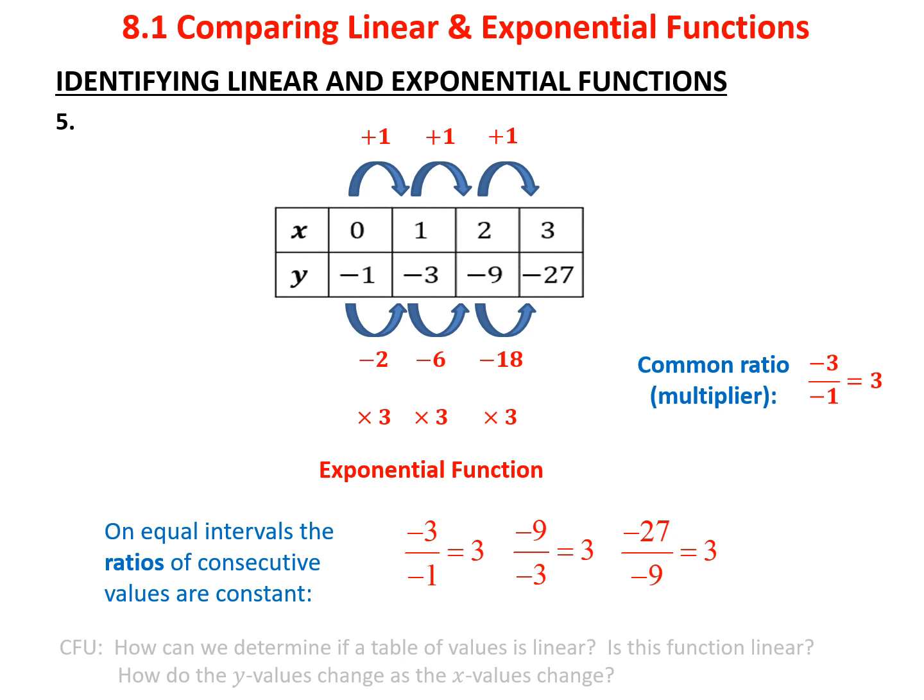Notice the ratio between each of them is the same. Negative 3 over negative 1, negative 9 over negative 3, negative 27 over negative 9. They all equal 3. In other words, as x increases by 1, y increases by multiplying by 3. This is an exponential function.